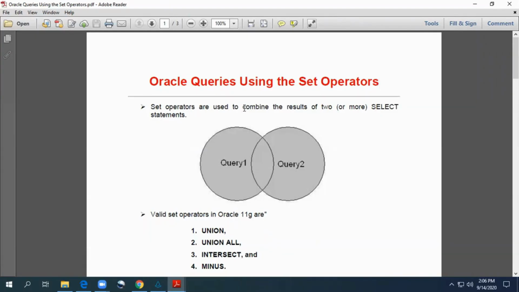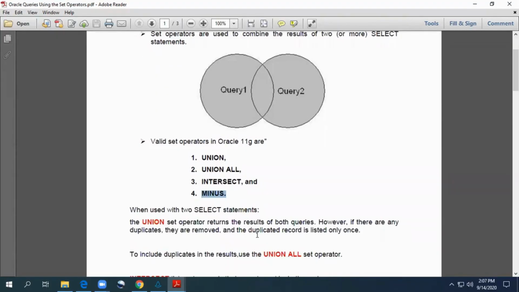Set operators are used to combine the results of two or more select statements. This Venn diagram shows that you can combine the result of query 1 and query 2. Query 1 will be a select query, for example, and query 2 will also be a select query. With the help of the set operator, you can combine the result of these two queries. What operators are available in Oracle 11G? Union operator, union all operator, intersect operator, and minus operator. We will discuss how we can use these operators in select queries.